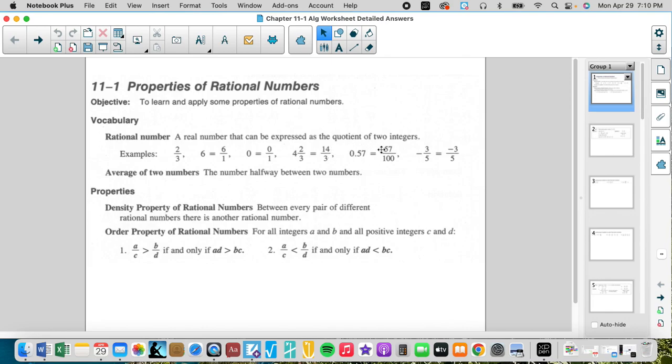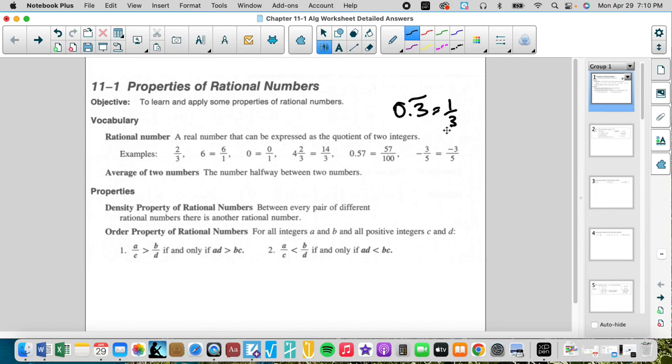A decimal can be expressed as a fraction. And they didn't even list this one: a repeating 0.3 repeating can be expressed as a fraction. So that's another good one. The average of two numbers, the number halfway between two of them, is a midpoint. And properties, the density property.